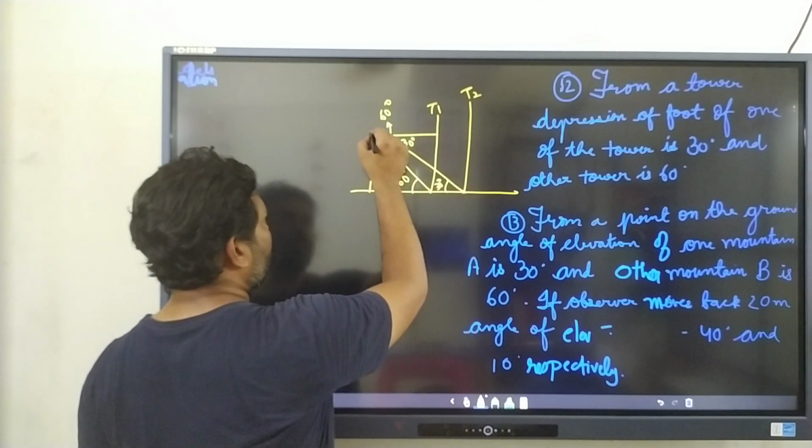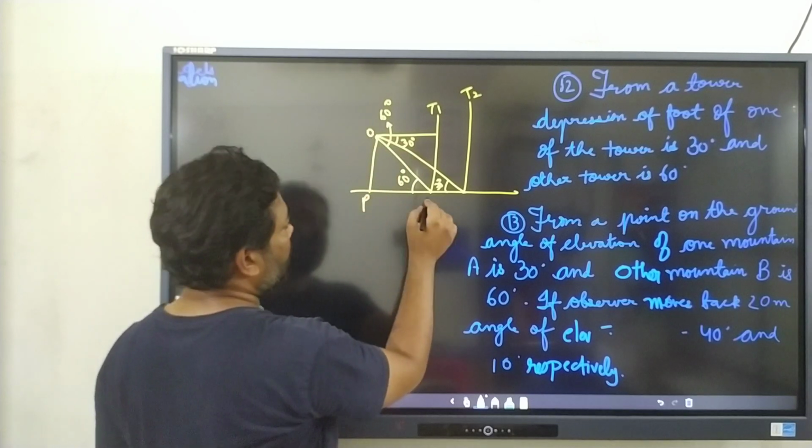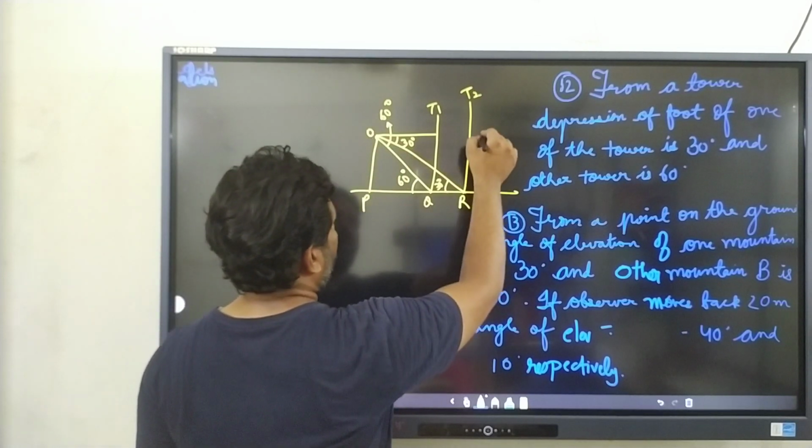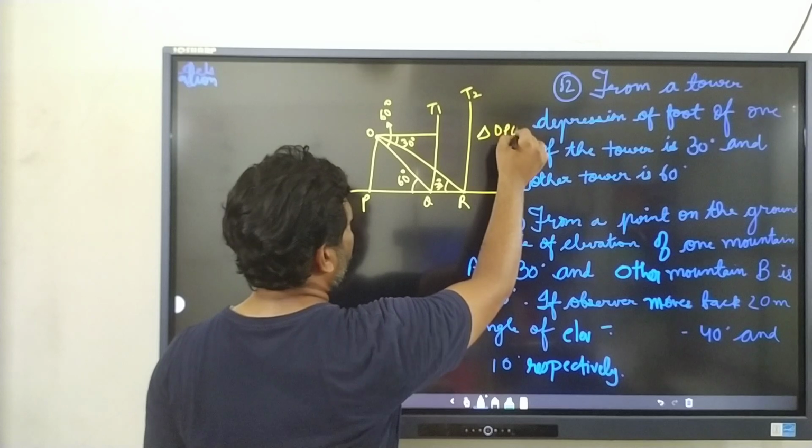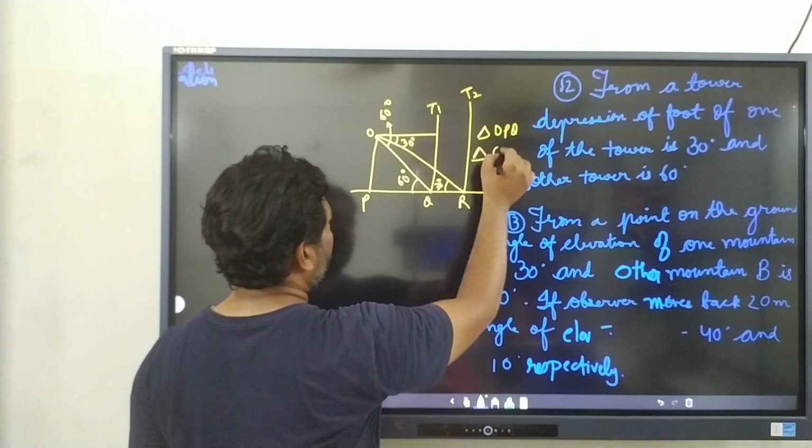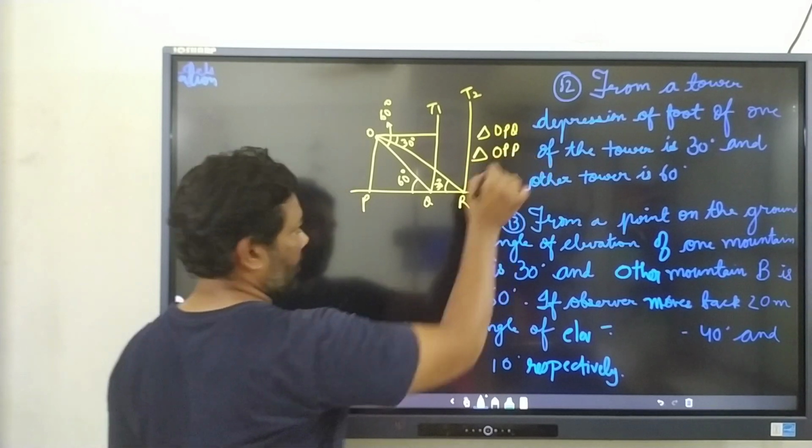So let's say here is the point of observation O, with points P, Q, R. So you have a triangle OPQ, one right angle triangle, and the other right angle triangle will be OPR.